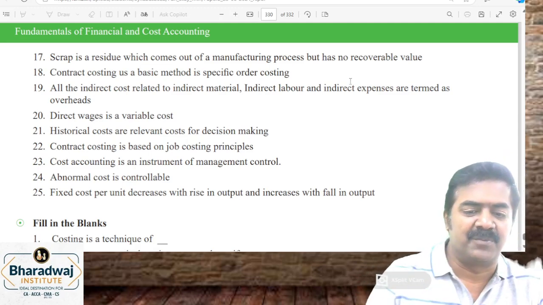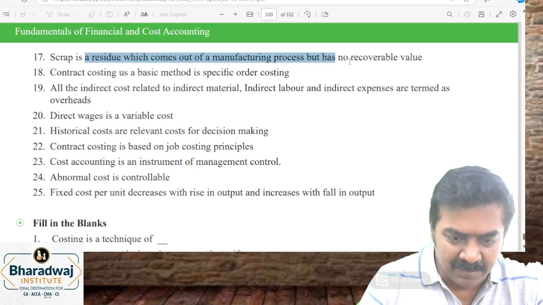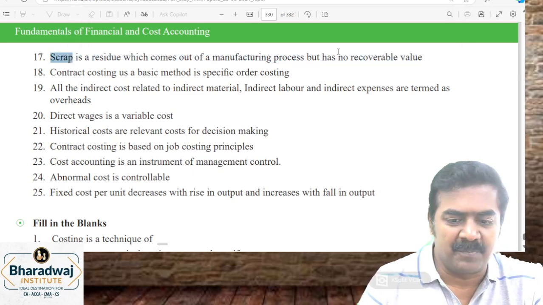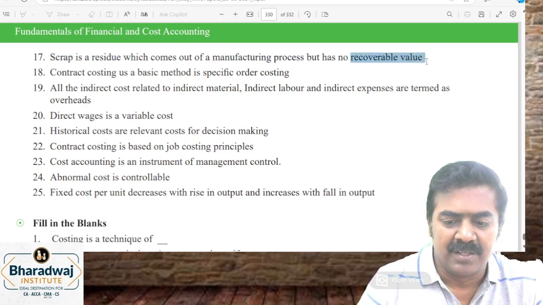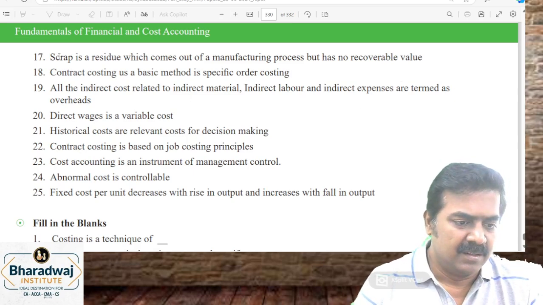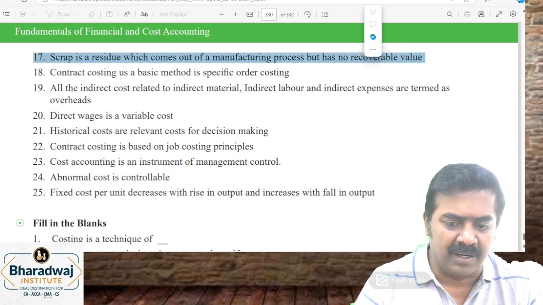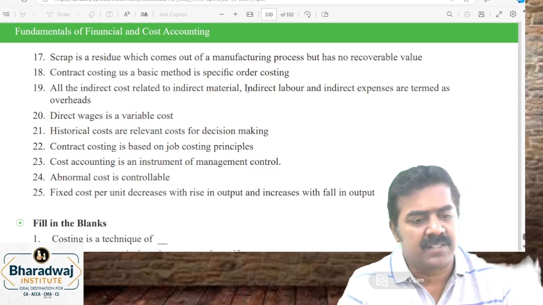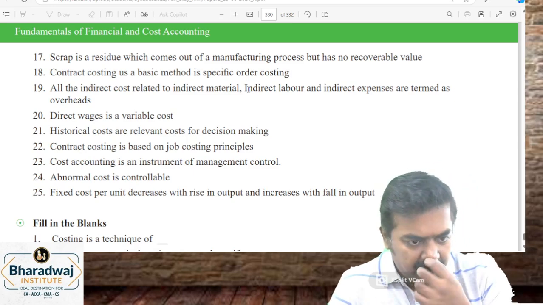The meaning is given for waste, but they told it as scrap. Scrap will have recoverable value. So false. Please note, scrap will have a recoverable value. Only waste will not have a recoverable value. Okay, it's false. Next.